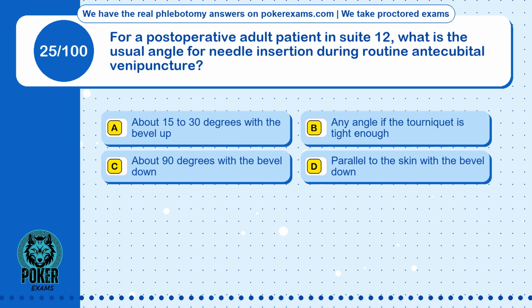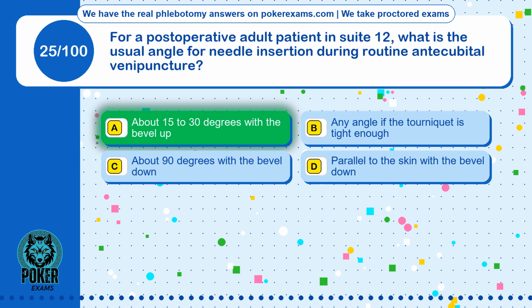Question 25. For a postoperative adult patient in Suite 12, what is the usual angle for needle insertion during routine antecubital venipuncture? Option A. About 15 to 30 degrees with the bevel up. Option B. Any angle if the tourniquet is tight enough. Option C. About 90 degrees with the bevel down. Option D, parallel to the skin with the bevel down.